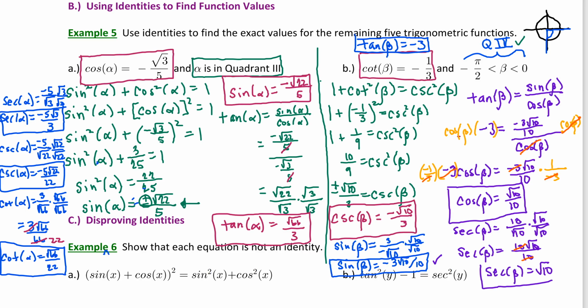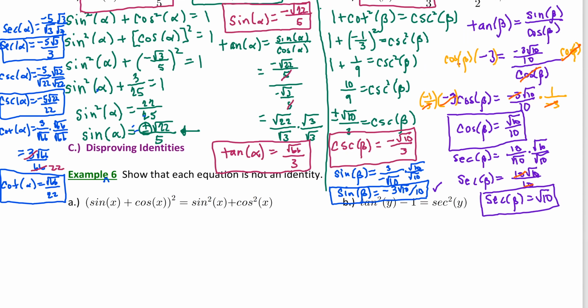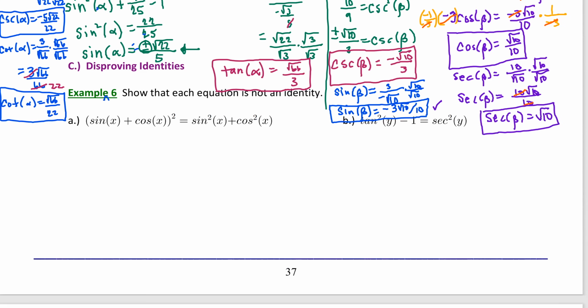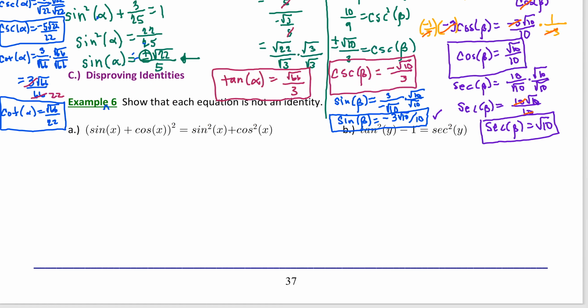So these are pretty technical calculations. Number 1, you have to know the identities. Number 2, you have to carefully execute your algebra. And finally, you have to pay attention to the location of the angle, in which quadrant it lies, in order to correctly choose signs. Now, we're going to spend quite a bit of time in this class very soon proving identities. But before we do that, let me give you a technique for disproving identities.